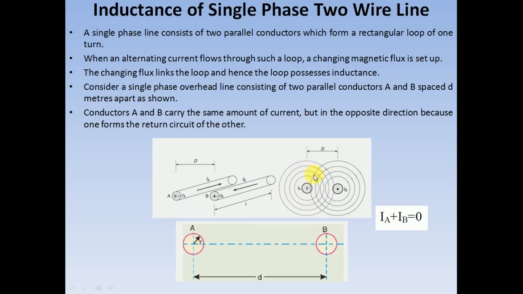These concentric lines represented here are the external flux of both these conductors. So if you consider conductor A, it will have flux linkage due to its own internal flux as well as external flux. In addition to that, it will have flux linkage due to the external flux of the current flowing through conductor B. Similarly, in the case of conductor B, it will have the internal flux and external flux linkage of the conductor itself. In addition to that, it will have the external flux linkage of the current flowing through conductor A.